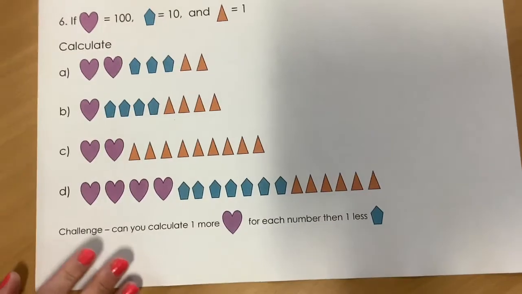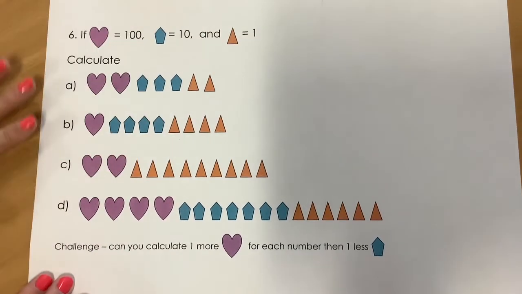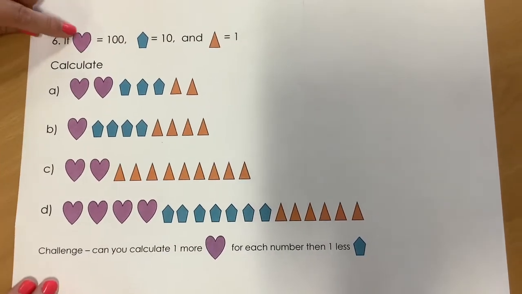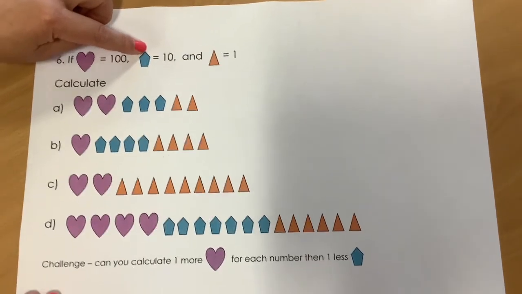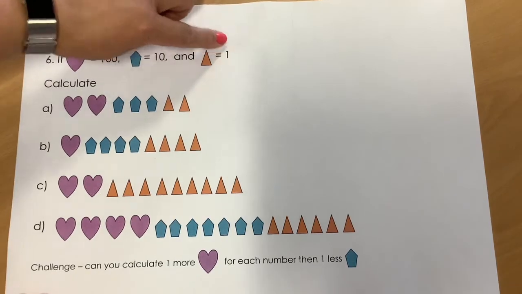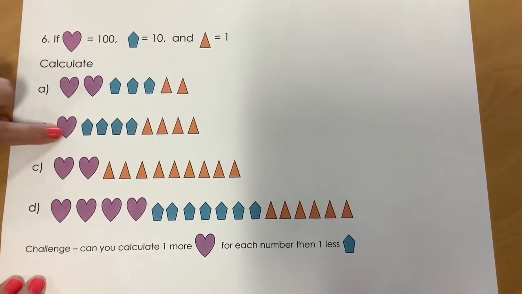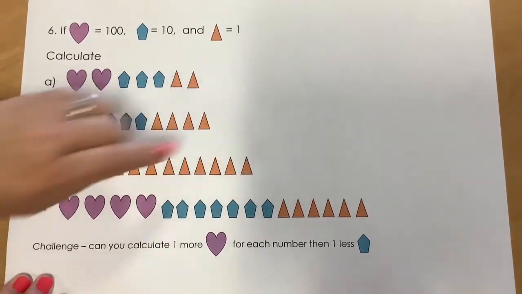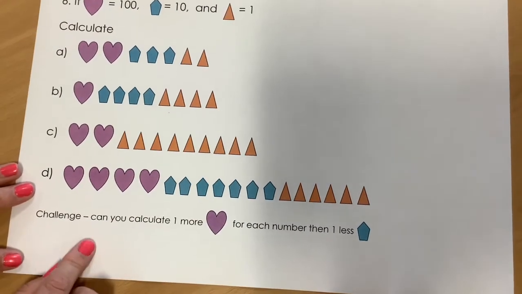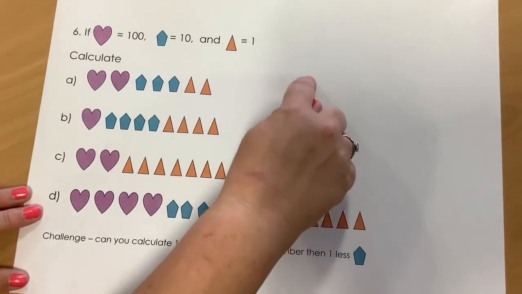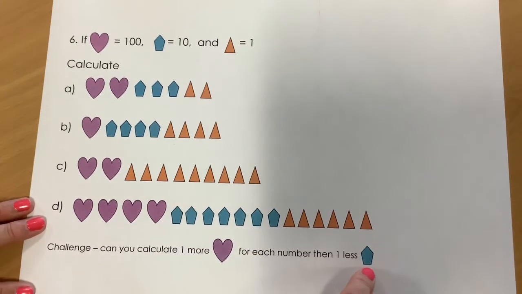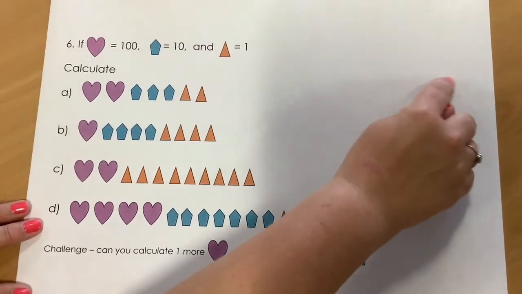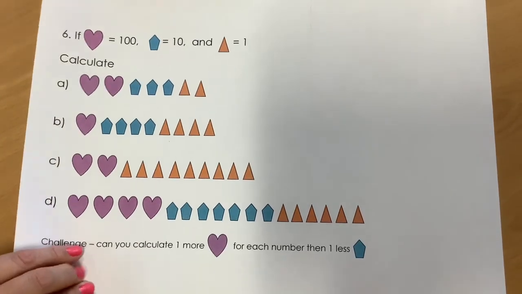And finally, we've got some shapes here to represent numbers, but if the heart equals 100, the pentagon equals 10, and the triangle equals 1, can you calculate what these equal? And then a challenge for you, can you then add on one more heart, see what number you have, and then one less pentagon and see what number you have, and we'll go through those tomorrow.